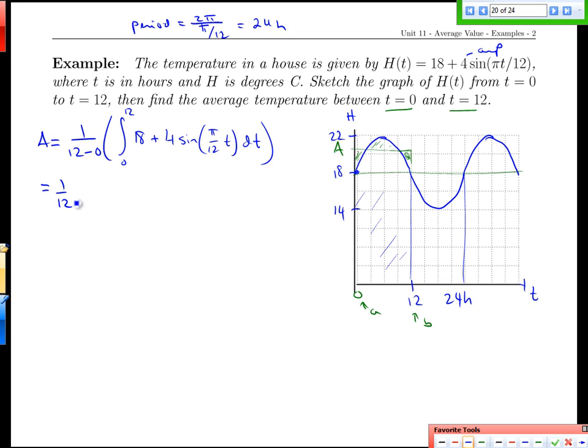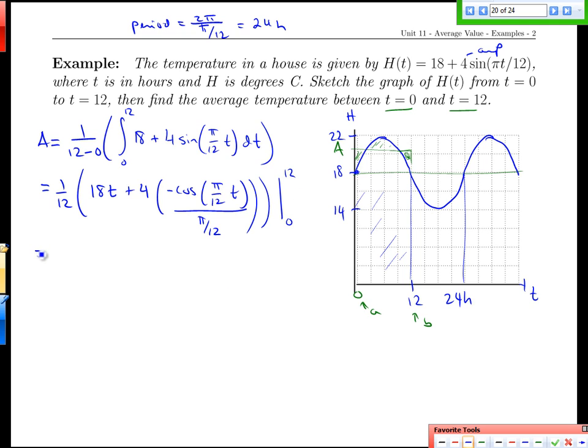We'll have 1/12, and we can actually go and do the integral right away. The integral of 18 with respect to time is 18t, plus 4, the integral of sine is negative cos. If we differentiate cos, we get negative sine. We need another negative then, pi over 12t, all of that divided by pi over 12 to make the constants work out. If we differentiated this, we would get a pi over 12. We need that to cancel, so we just have our 4. Close that bracket, and we're going to evaluate that at 0 and 12 hours.